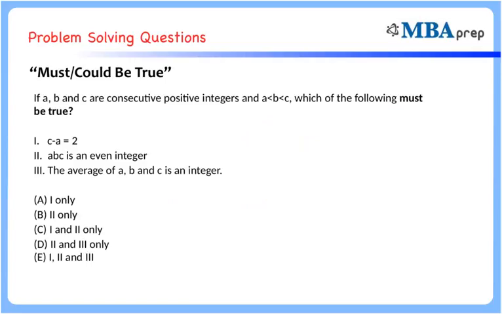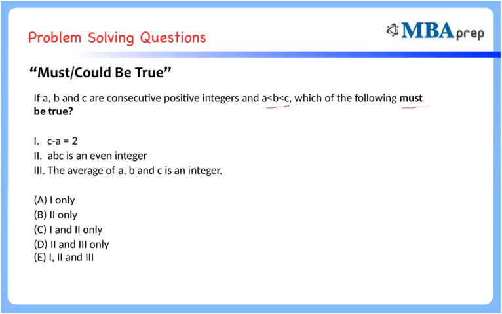Could be true, you just need to find one case. Usually must be true questions are harder than the could be true questions. If A, B, and C are consecutive positive integers and A is less than B that is less than C, which of the following must be true?